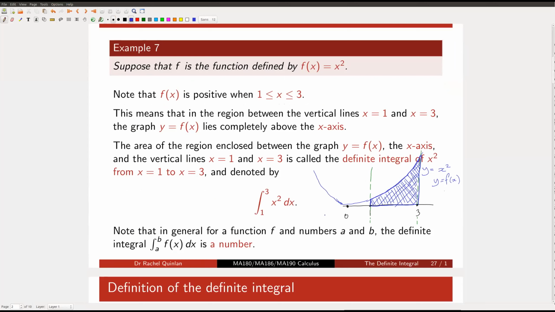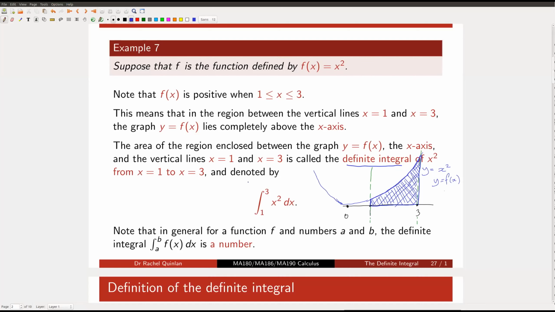What we want to talk about in this section is not really what the area actually is, but how we denote it. So that area, the area of that region, which is a number, is called the definite integral of x squared, which is the function whose graph we're interested in, from x equals 1 to x equals 3, which are the left and right hand endpoints of the region.